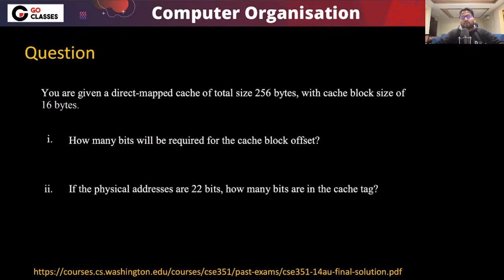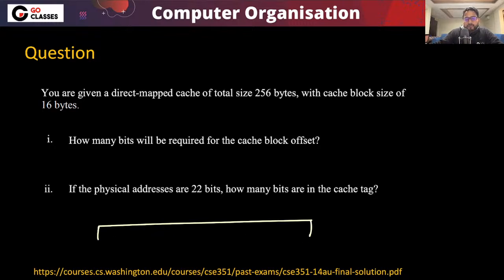So let's just do more questions and then you will probably understand it more. What they are saying: you are given a direct map cache of a total of 256 bytes with a cache block size of 16 bytes. So they are saying 256 bytes is your cache size. So cache size you will be dividing.